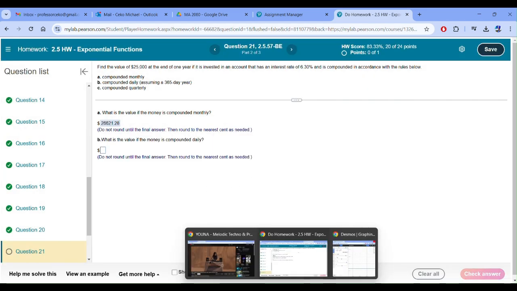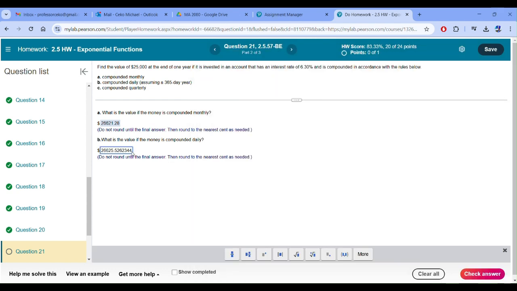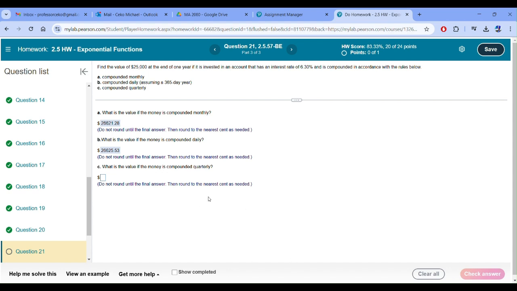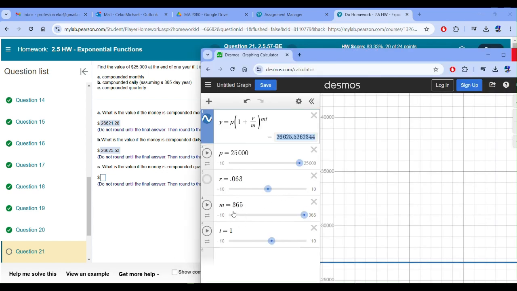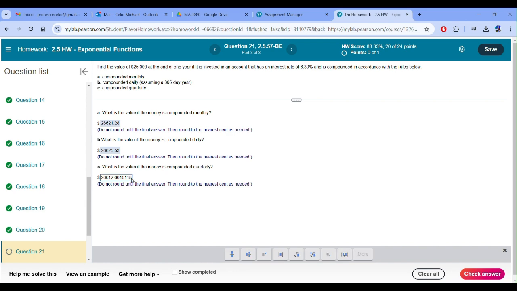What if it was daily? Daily, I'm going to change this to 365, and now it's that. Guys, trust me when I say Desmos is your absolute best friend. It's a graphing calculator for computers. Cool. And what's the value of the money if it's quarterly? That would be 4. And it would be that. Control copy, Control V. Let's backspace a little bit of this, and that stays exactly there.